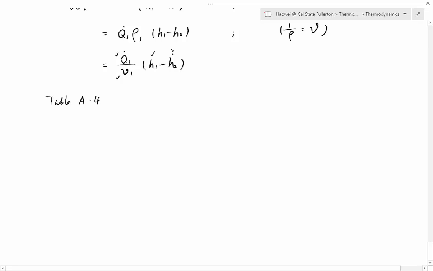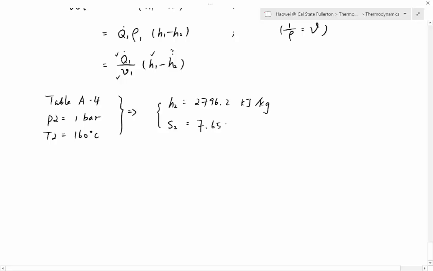When you use table A4, you have to use two inputs. Do we know two things about number 2? Yes. First of all, we know the pressure, P2 is 1 bar. And next, we know the temperature of point 2. T2 is 160 Celsius, given. And from the table, you can easily find H2. H2 is 2796.2 kilojoule per kilogram. And I also write down S2, even though I'm not looking for S2 at this moment. It's 7.6597 kilojoule per kilogram per Kelvin.